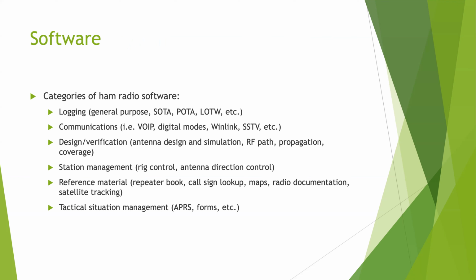So, categories of ham radio software. We talked about logging. There's general purpose logging. There's SOTA, POTA, Logbook of the World, those kinds of things. Communications. We've talked about VoIP. We've talked about digital modes. We talked about WinLink. We didn't talk about slow scan TV, but that's another ham radio software thing that you can run on a PC. Slow scan TV is kind of cool, if you guys have ever used it.